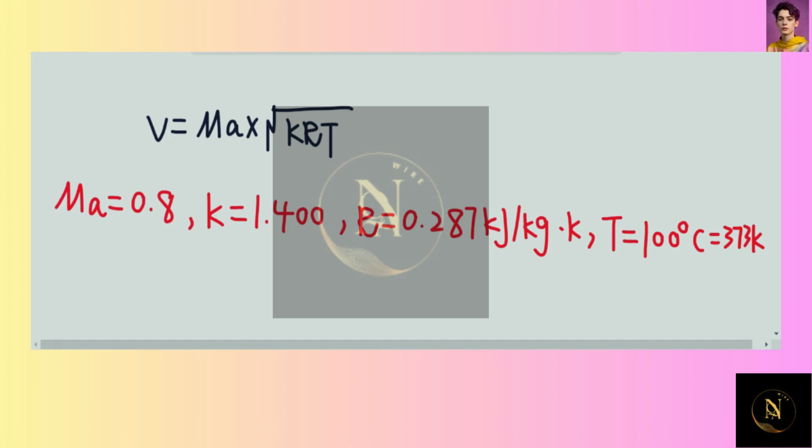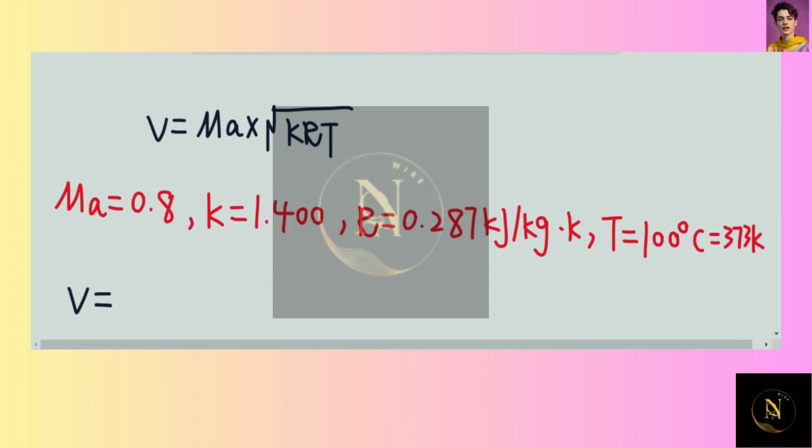Okay, so we know the velocity can be equal to Mach number times square root kRt. When the Mach number is given as 0.8 and the specific heat ratio for the air is 1.4, we know the gas constant for the air is 0.287 kilojoule per kilogram times Kelvin, and the temperature is 100 degrees Celsius, which is 373 Kelvin. So now let's plug back into the equation to determine the velocity.